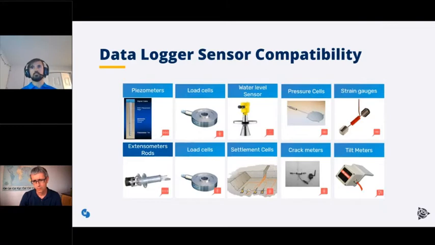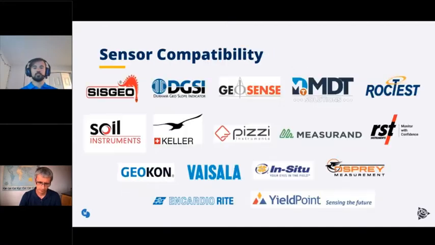So here are all the sensors supported by our data logger. The data logger is really cool because it's really flexible. Worldsensing is a great provider because they support more than 20 different brands of sensor, so you can support almost all the geotechnical sensors on the market. This is all the brands supported for geotechnical sensors. As you can see, there are a lot, and for each brand there are a lot of different sensors.